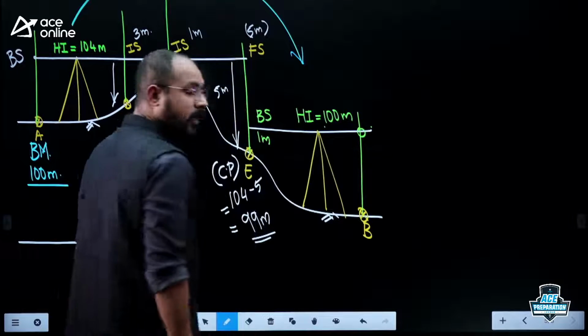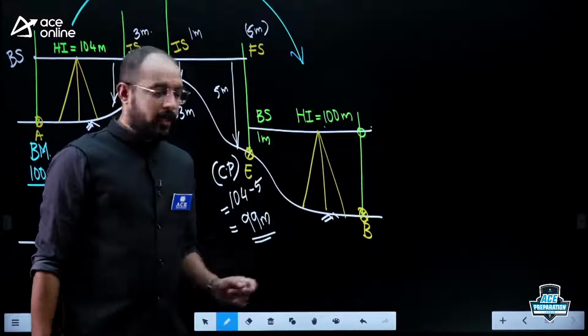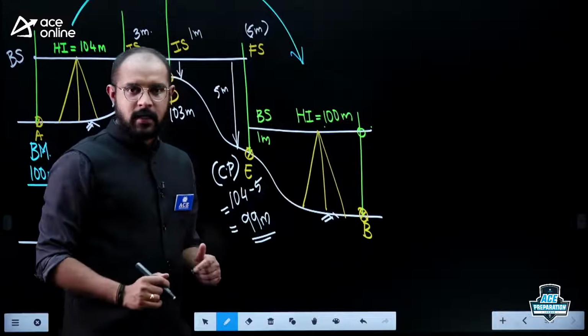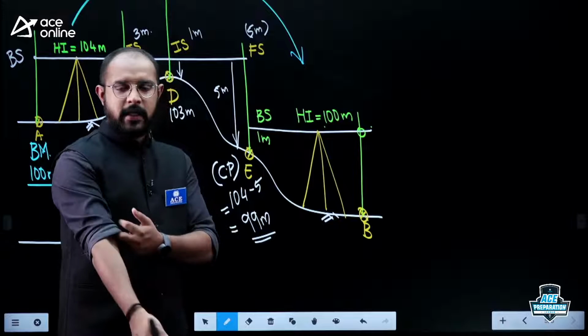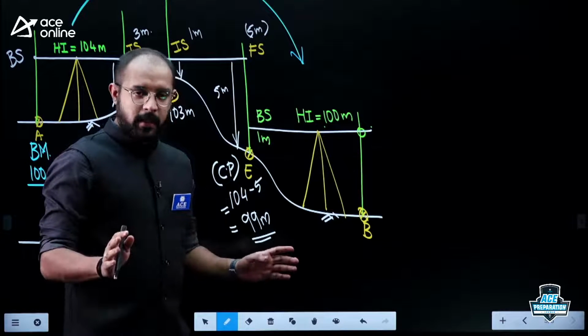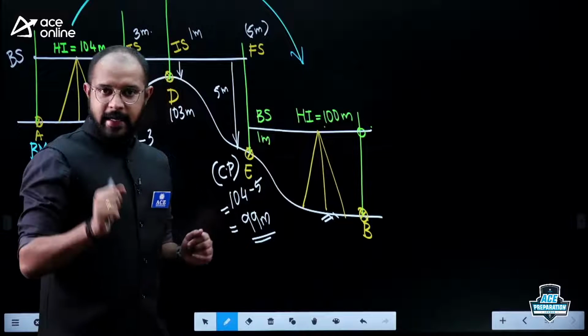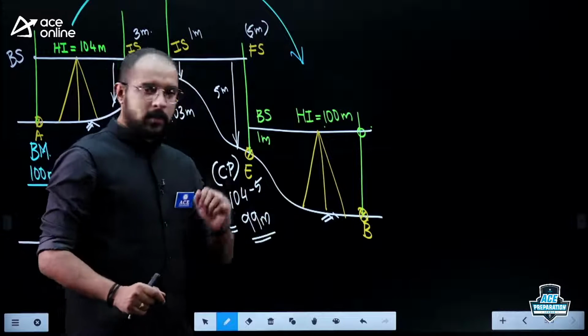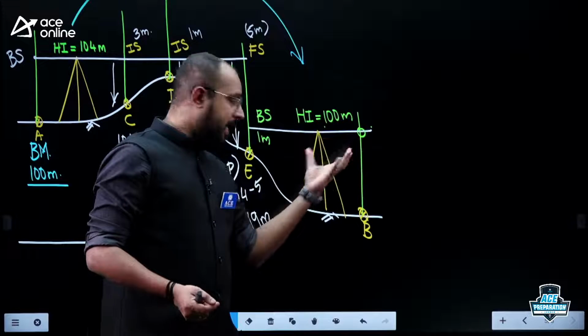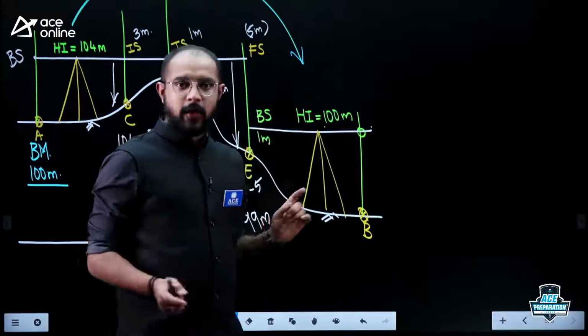Whatever reading I get here, what should I call it? Let me ask you one thing. Once I get the staff reading here, is my work completed? Yes or no? Yes. The moment I get the staff reading upon that staff at B, my entire leveling work is completed. Now, can I take this instrument and go home? Yes, I can take this instrument and go home. Understand? So this becomes the last reading taken just before I take this instrument and go home.